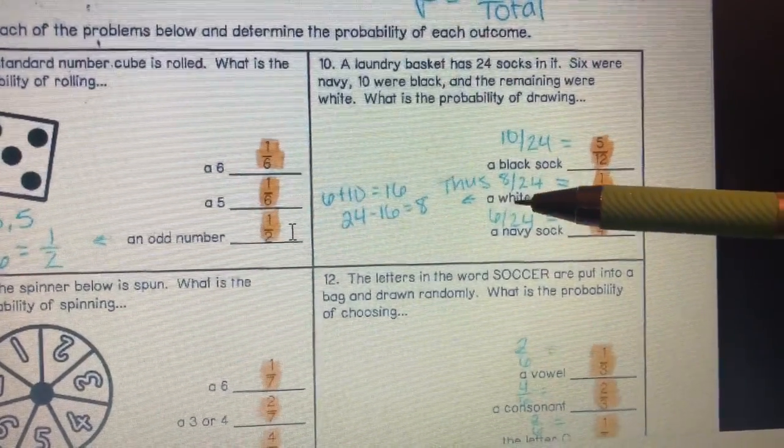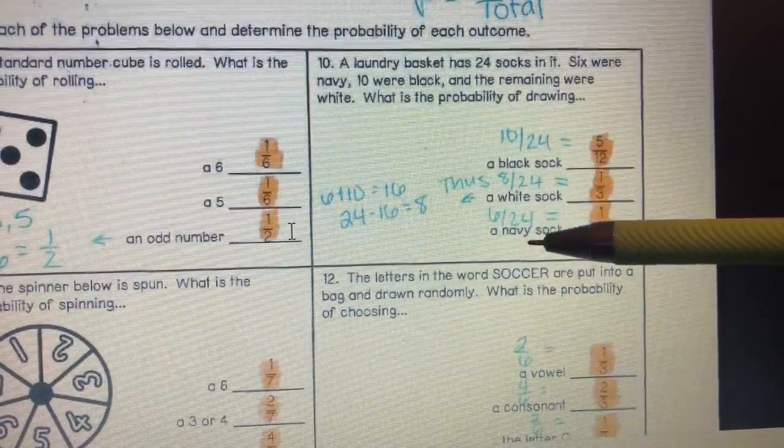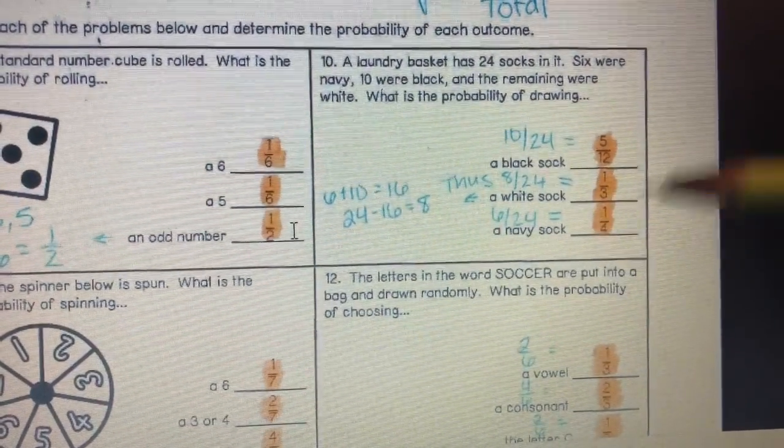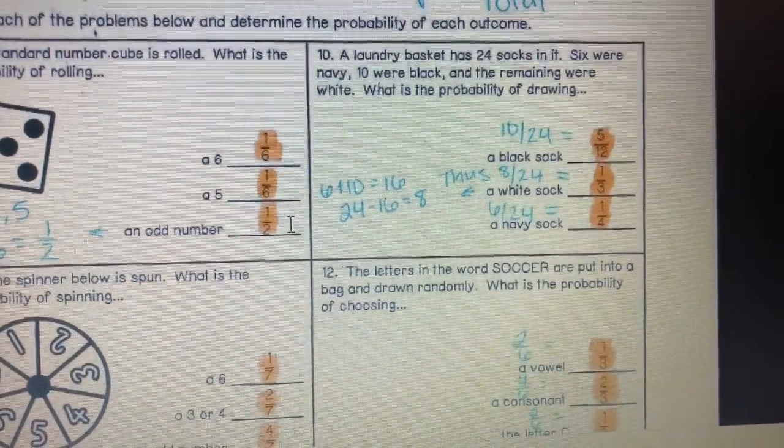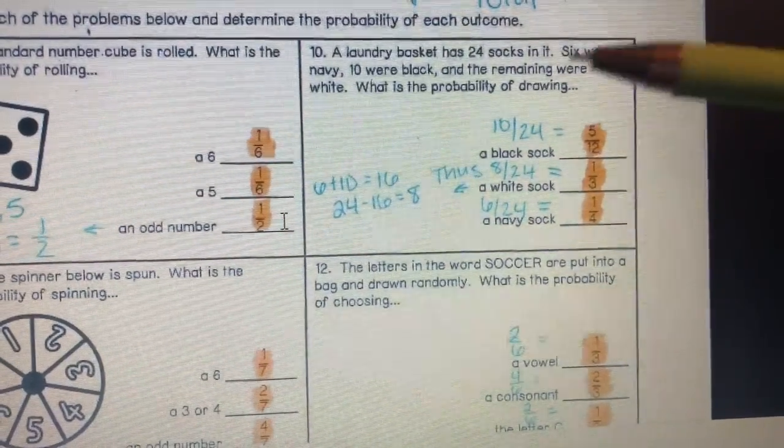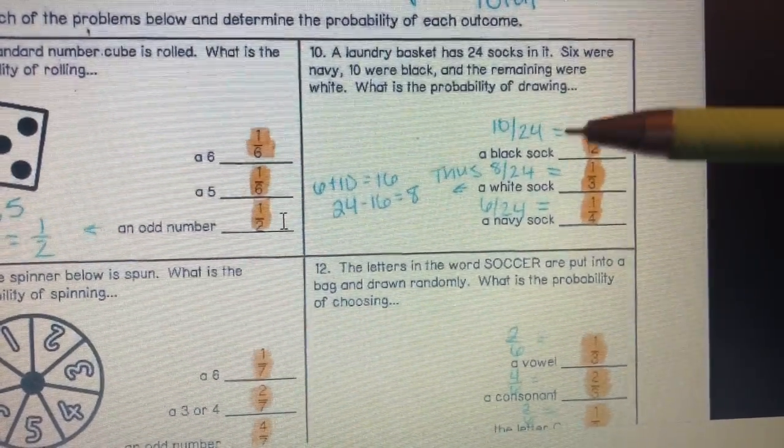And a navy sock would be 6 out of 24. We're going to reduce our fraction, and that's a probability of 1/4. So on all of these, I'm reducing my fractions to the simplest form for my probability.